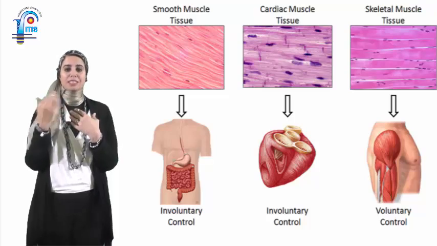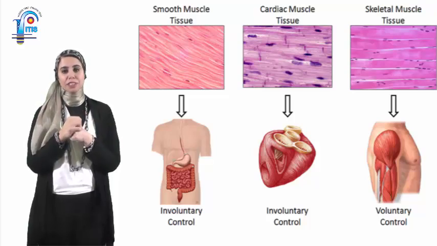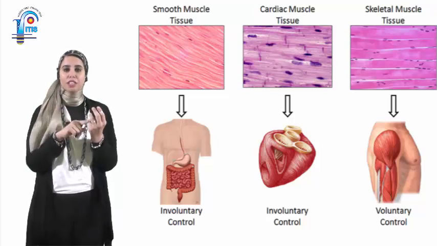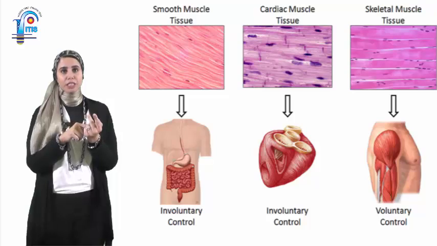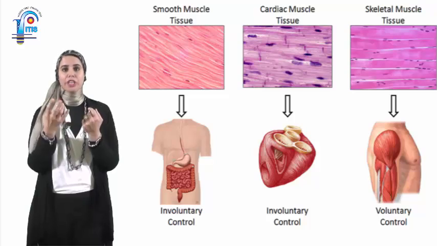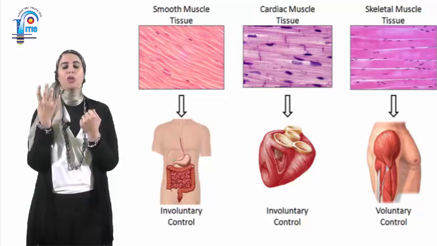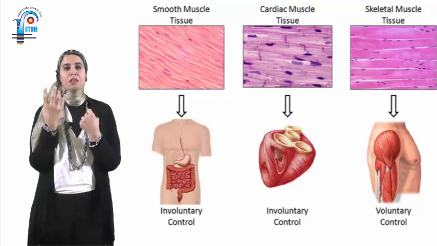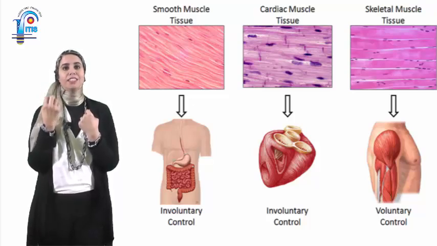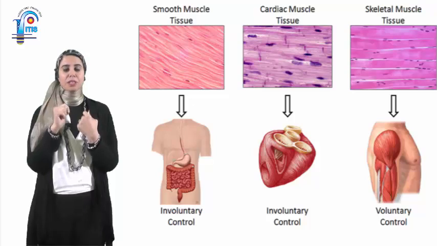So let's talk about the second one, which is involuntary muscles. We have two types of involuntary muscles, which are the smooth muscles and the cardiac muscles. The smooth muscles are the muscles that are found in the digestive system organs, where it contracts and relaxes. We can't control these muscles. The outer muscles of the stomach cannot be controlled by man. It is controlled by itself. So they are involuntary muscles. And the cardiac muscles are involuntary muscles too.